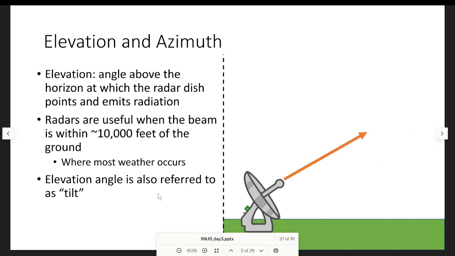Alright, so elevation is the angle above the horizon at which the radar dish points and emits radiation. Radars are useful when the beam is within 10,000 feet of the ground, because this is where most weather occurs. The elevation angle is also referred to as the tilt. They'll send out a beam at this angle at 0.5 degrees, and then they'll continue to increase the tilt so they can get the full scan of the atmosphere. So it's spinning around in the golf ball, and it's changing tilts.